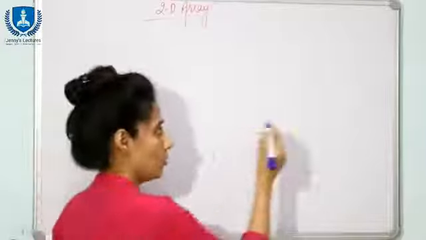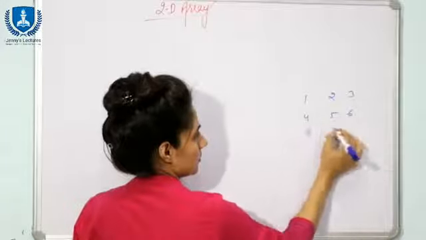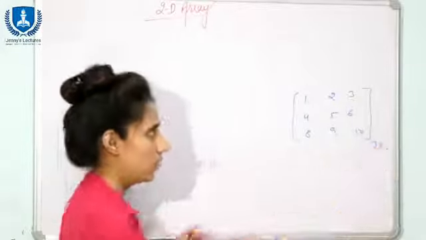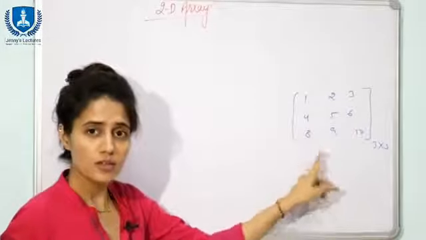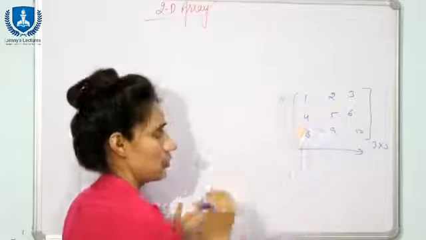See, I hope everybody knows how to represent a matrix like this. This is a matrix 3 into 3. 3 rows are there and 3 columns are there. This is having 2 dimensions. See, one is this one and one is this one.